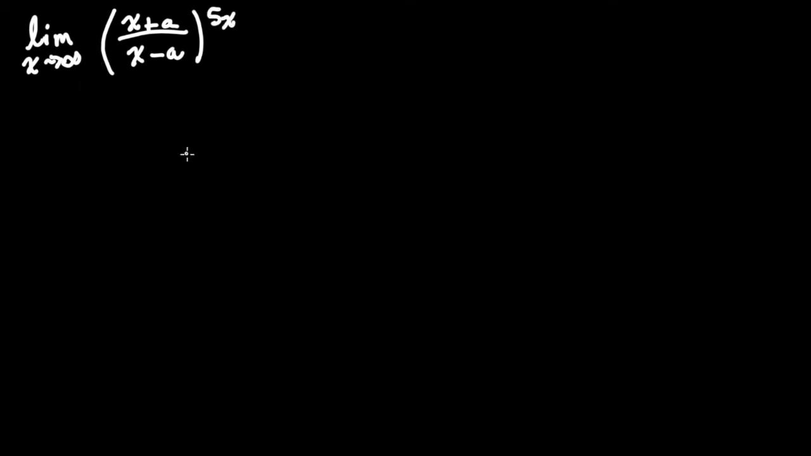So let's take a look at our final problem. And the final problem is the limit as x goes to infinity for the function x plus a over x minus a, to the power of 5x. And we are being asked to evaluate this. So when we're dealing with limits, as we've done in our other examples, the first step is always to try and plug in our values straight away. And if you try and do this, what you'll end up getting is infinity plus a over infinity minus a to the power of 5 times infinity.